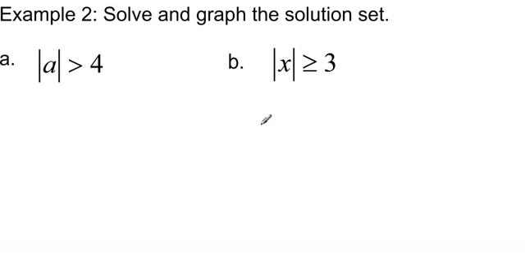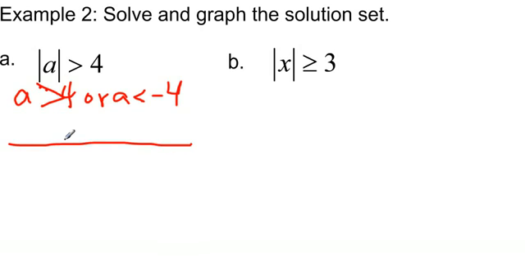Let's try these. The difference with these problems is we have greater than signs, and so actually we need to follow formula number 2 on the formula sheet a couple slides ago. In letter A, we've got the absolute value of A is greater than 4. Well, that tells us that A could be greater than 4. This is kind of our case 1. Or A could be less than negative 4. If you need to go back and follow the formulas from a couple slides ago, go ahead and do that. We've got a union this time of the two inequalities. Let's take a look at what the graph looks like.